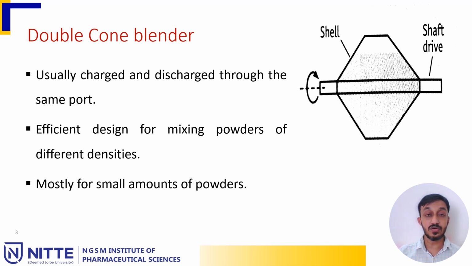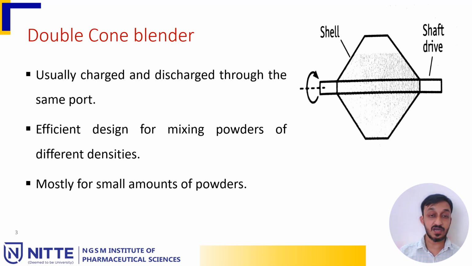Moving on to double cone blender. Double cone blender, as you can see in the image, it is constructed with a conical structure. Above that, an inverted cone is placed, and the entire assembly is connected to a shaft, and the shaft is driven by a motor. Hence, the double cone keeps rotating on the axis and creates blending of powders.